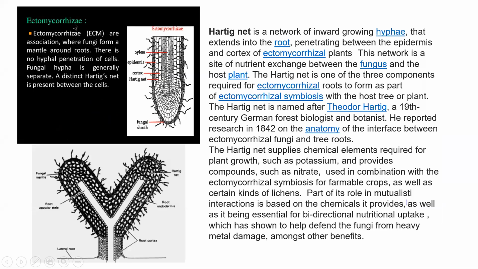Now ectomycorrhiza is very, very common. All the plants show ectomycorrhizal association, where fungi form a mantle surrounding the root. This is the plant root, and the mycorrhizal fungi colonize the outside of the plant root. They form a thick mantle, a sheath that surrounds the root. They don't penetrate the root cells at all. They are found only on the outside of the root.